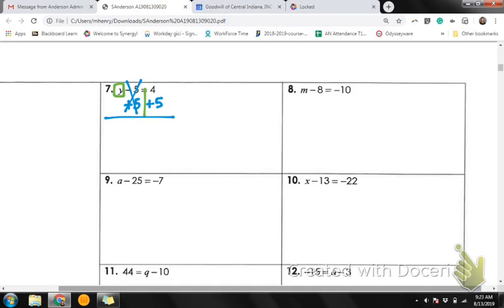So our -5 and +5 cancel. And I'm left with y equals 4 plus 5 is 9. So let's check this one. If I'm going to check this one, I'm going to take 9 and plug it back in for the y value. All right, so 9 minus 5, does that equal 4? 9 minus 5 is 4. 4 does equal 4. So I'm good. So my answer on this one is y equals 9.